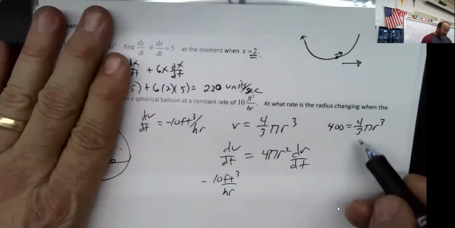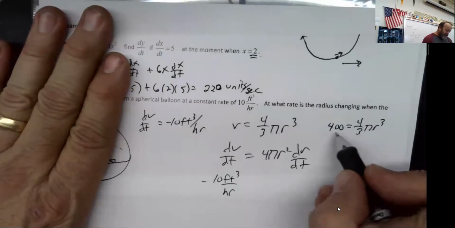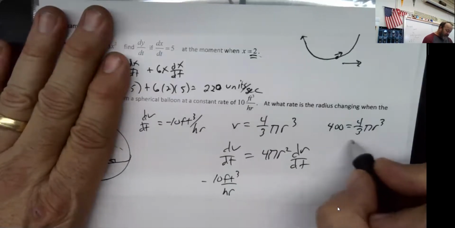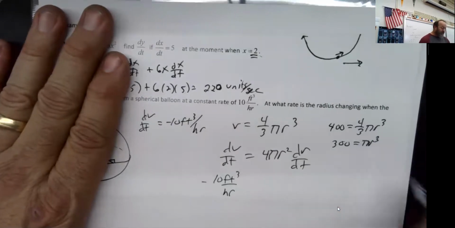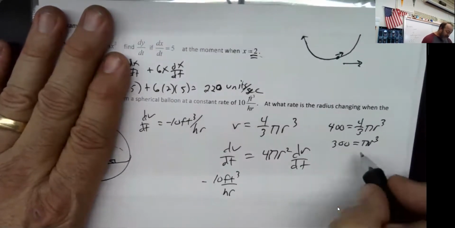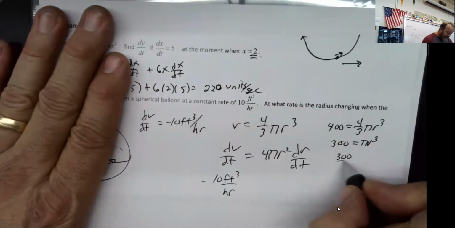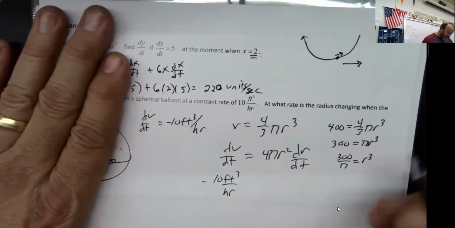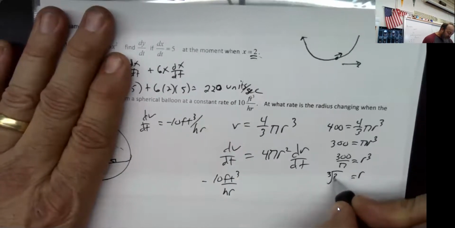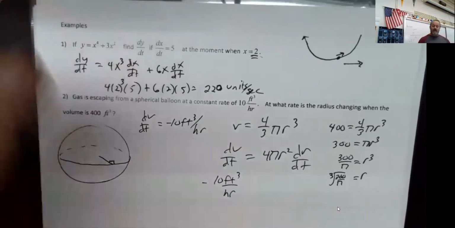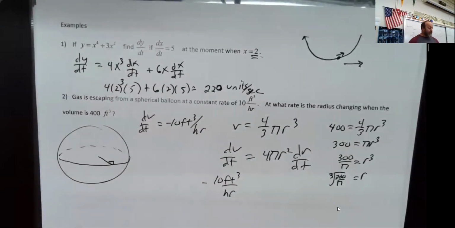If I multiply both sides by 3/4, I can say that 300 equals pi r cubed. To get rid of that pi, I'm going to divide both sides by pi and take the cube root. So the moment in time that we're talking about is the moment when the radius is the cube root of 300 divided by pi. That is not a very nice number, but it's all right. We can still do that.